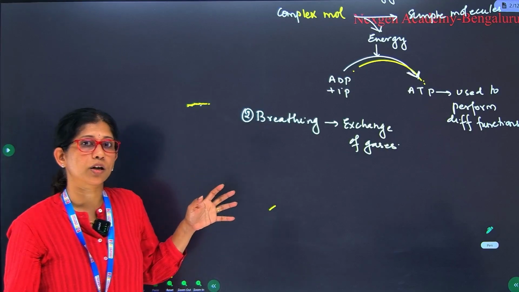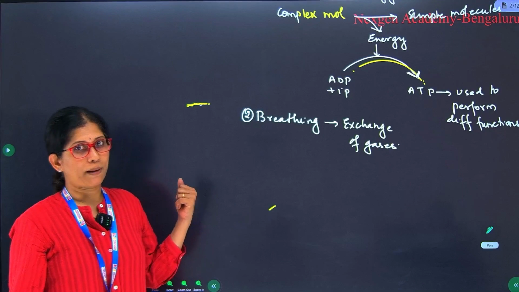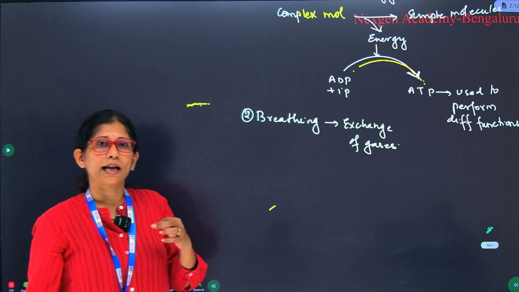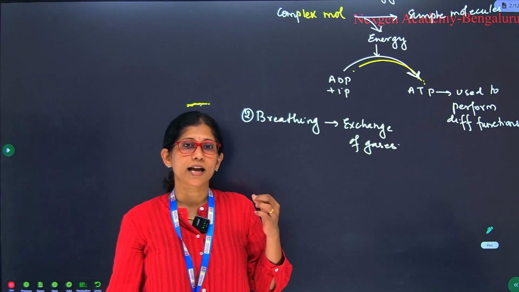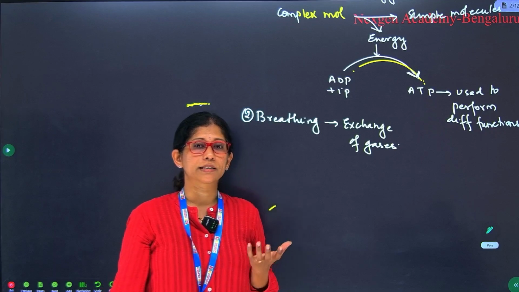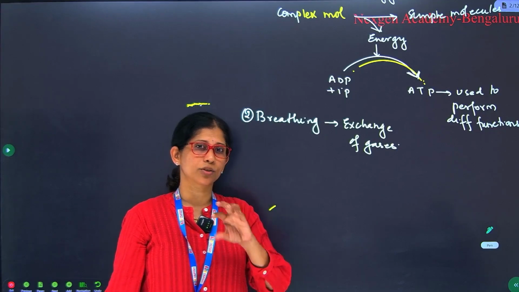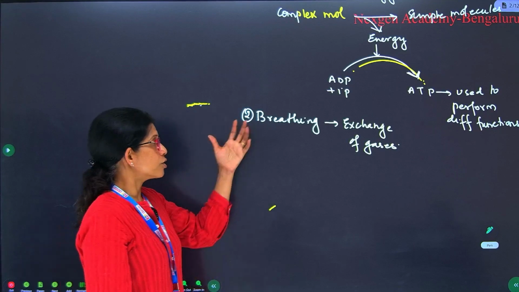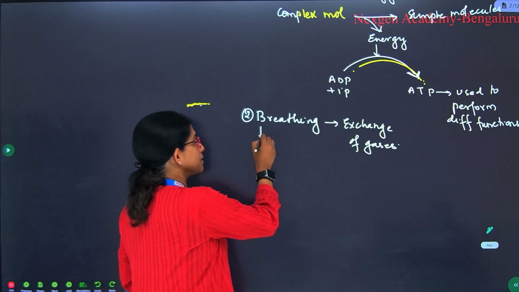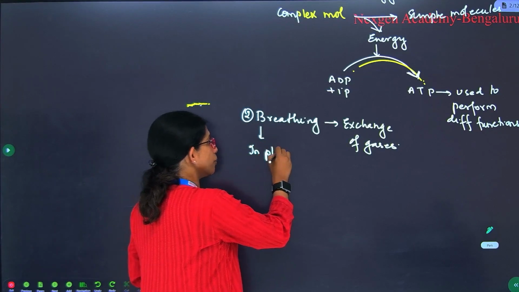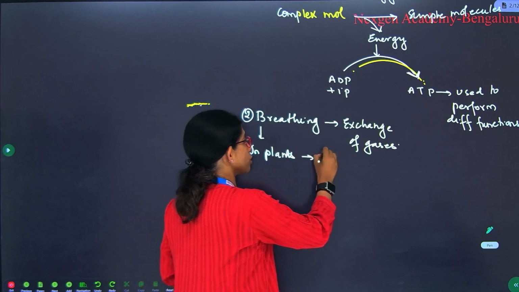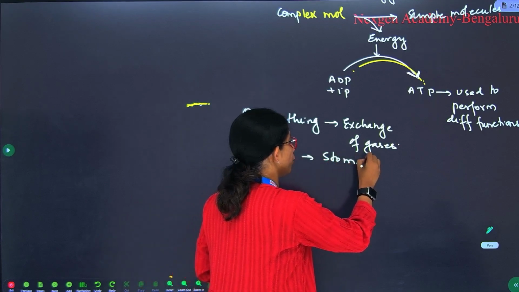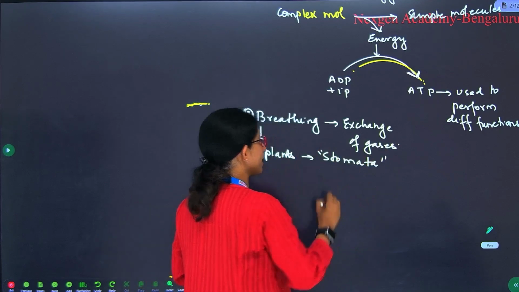Now, since we are talking about respiration in plants, we know that plants, unlike animals, don't have a complex set of organs or organ system for breathing, right? They have simple pores that we call stomata for exchange of gases. So breathing in plants is because of a very specialized pore that we call stomata, right?